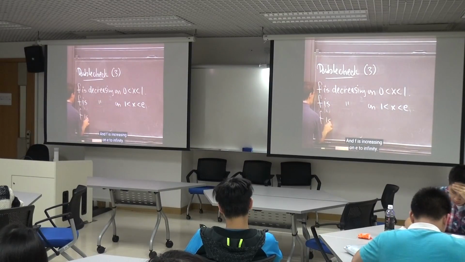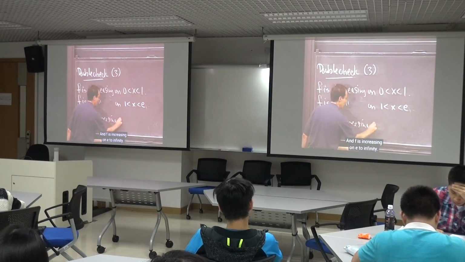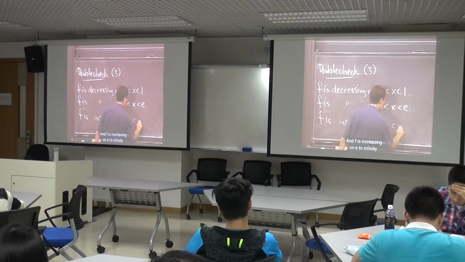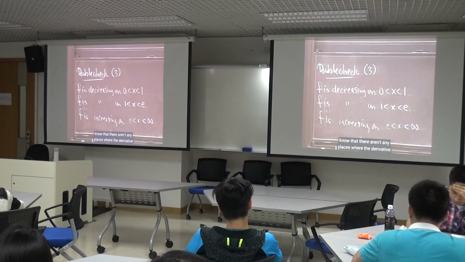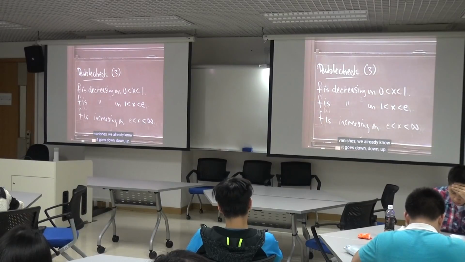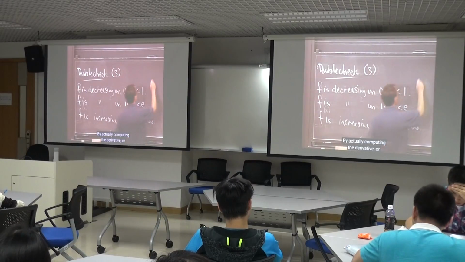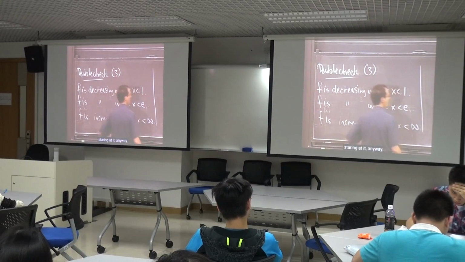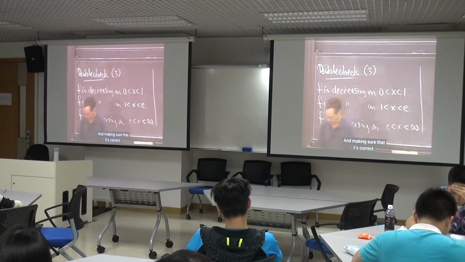and F is increasing on e to infinity. All right, so already, because we plotted a bunch of points, and we know that there aren't any places where the derivative vanishes, we already know it goes down, down, up. That's what it's got to do. Now we'll just make sure that we didn't make any arithmetic mistakes by actually computing the derivative, or staring at it anyway, and making sure that it's correct.